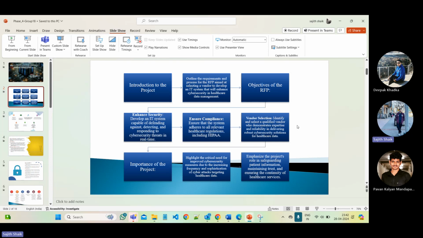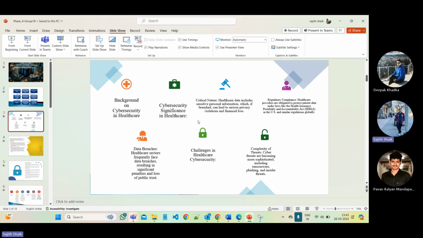And here are the objectives for the package: to enhance security and develop an IT system capable of defending against, detecting and responding to cybersecurity threats in real time, ensuring compliance and vendor selection. Next is the importance of the project. It highlights the critical need for improved cybersecurity measures due to the increasing frequency and sophistication of cybersecurity threats, and emphasizes the project's role in safeguarding patient information and maintaining trust.